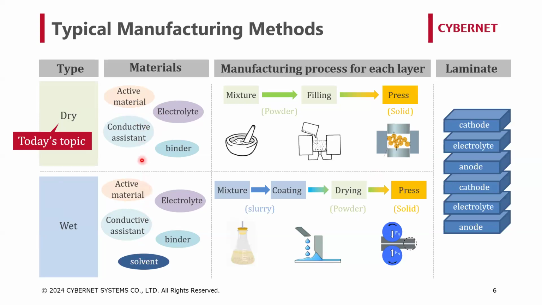Looking at the material, there is only one difference, but looking at the manufacturing process, there is quite a difference, as shown in the third column. Looking first at the dry type, it consists largely of mixing, filling, and pressing. An important point in dealing with simulation here is that the property of the material significantly changes in this manufacturing process. This material has powder characteristics in the mixing and filling process.